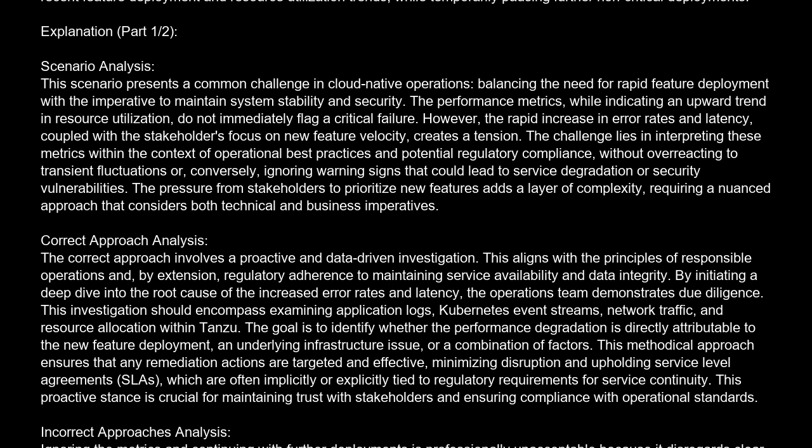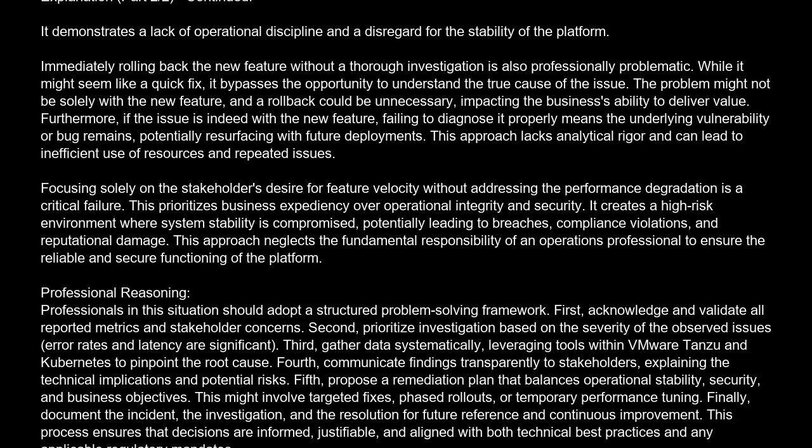Incorrect approach analysis. Ignoring the metrics and continuing with further deployments is professionally unacceptable because it disregards clear indicators of system stress. This failure to monitor and respond to performance degradation can lead to cascading failures, service outages, and potential data loss, which could have significant regulatory implications, depending on the nature of the application and data being handled. It demonstrates a lack of operational discipline and a disregard for the stability of the platform.